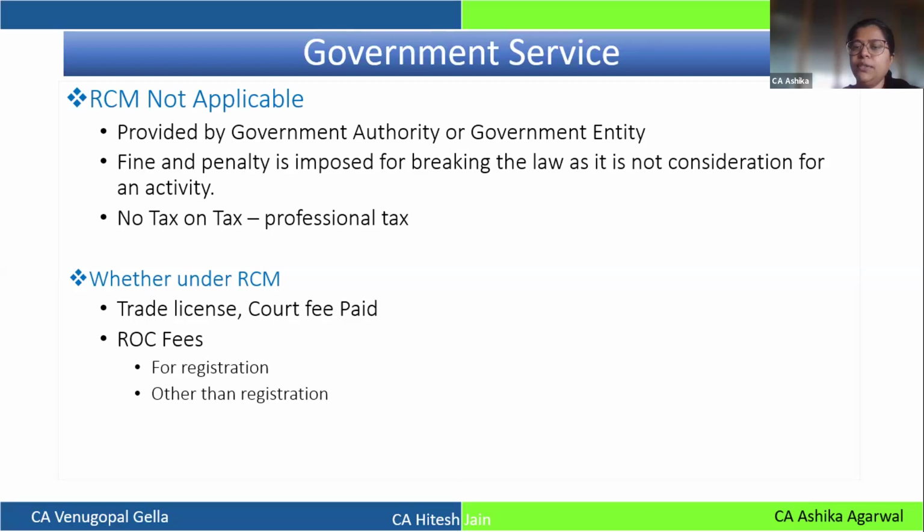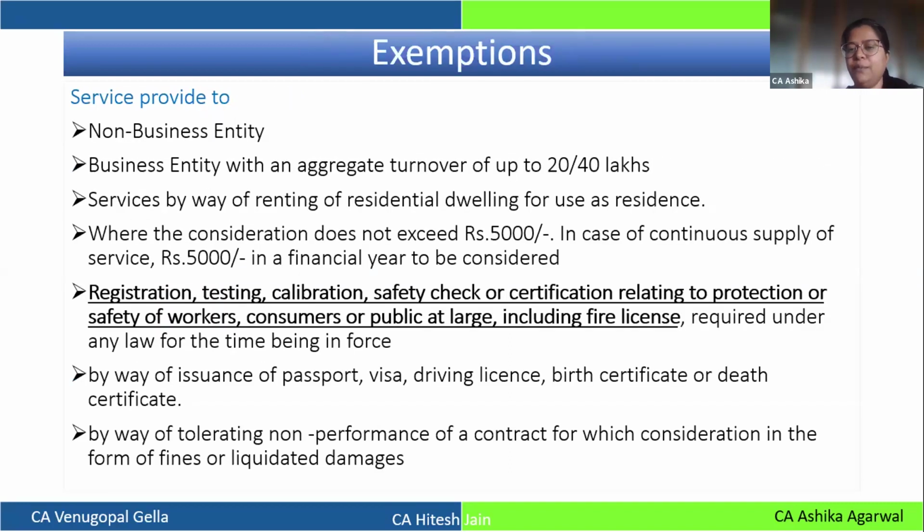Now for government service, you need to check for 5,000, which is the main exemption, 5,000 is registration testing. Plus you can see if you are a business entity with turnover below 20 lakh or 40 lakh, below the threshold limit, then you don't require to pay under RCM.